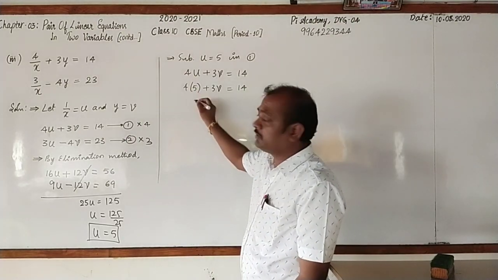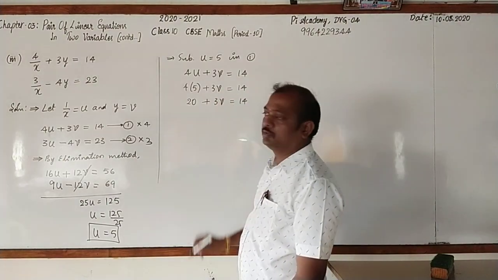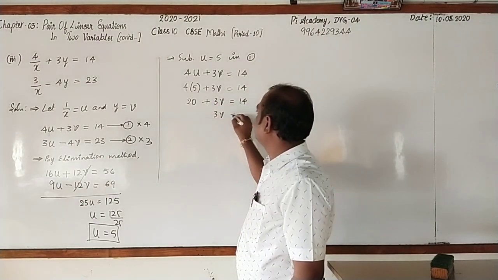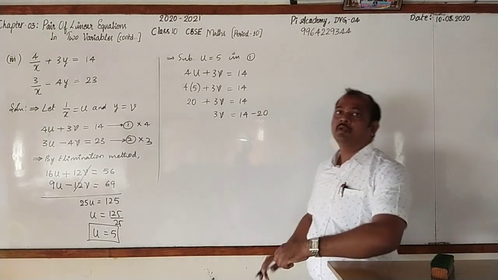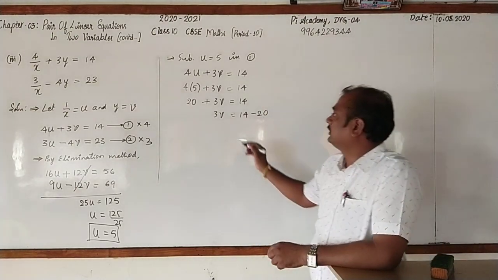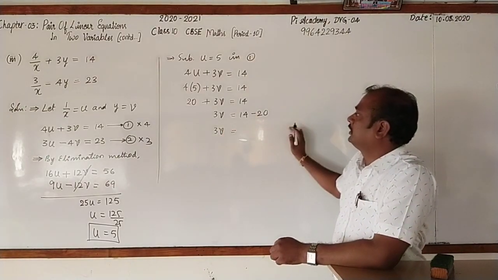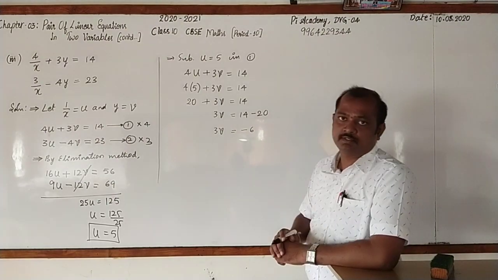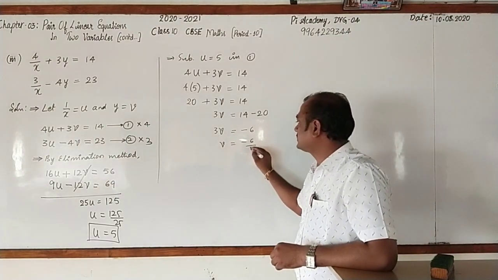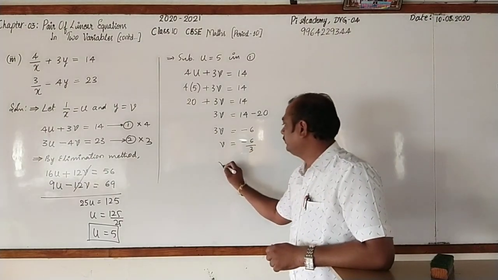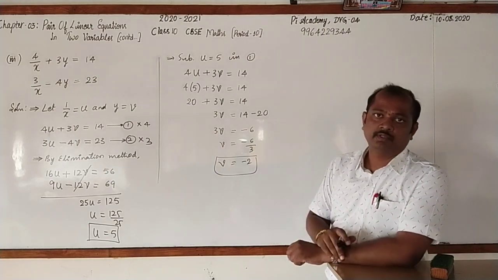What is 4 fives? This is 20 plus 3v equal to 14. 3v is equal to 14 minus 20. What is 14 minus 20? It is minus 6. So 3v is equal to minus 6. Then v is equal to minus 6 by 3. Then v is equal to minus 2. Followed? Yes.